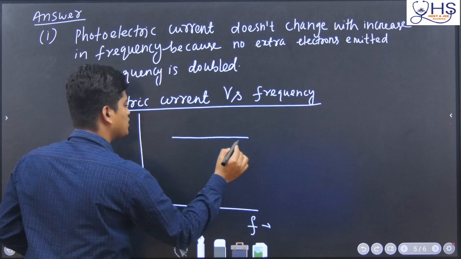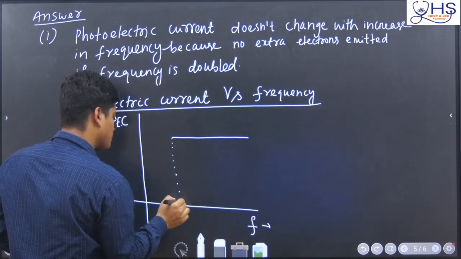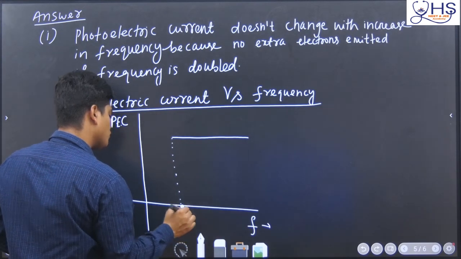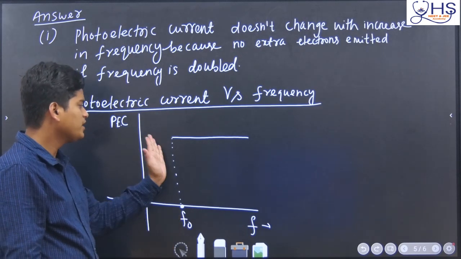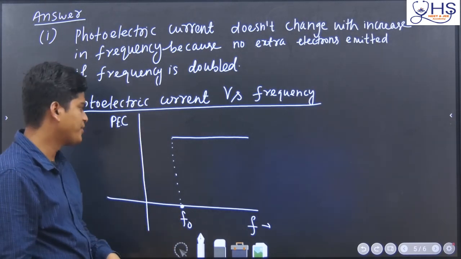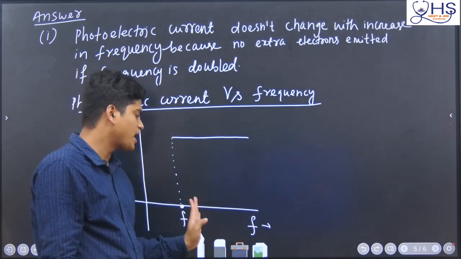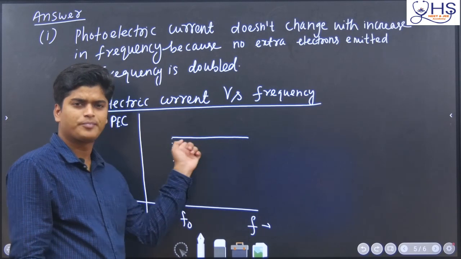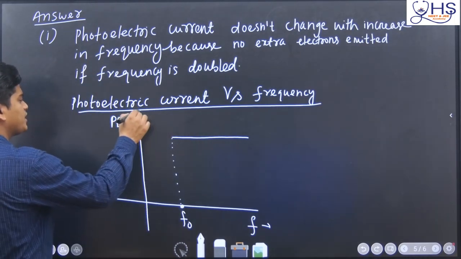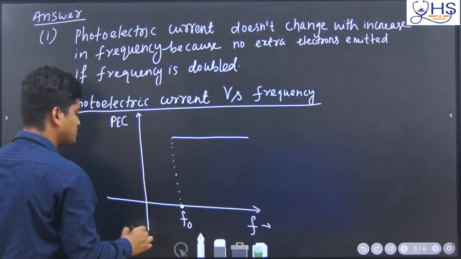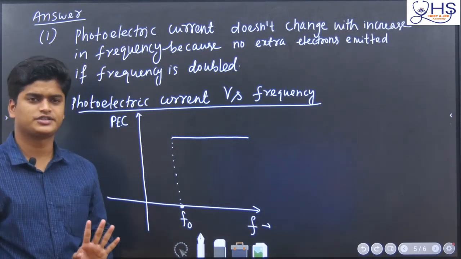Now, this photoelectric current does not depend on frequency after a threshold frequency. So, once the threshold frequency is achieved, that means this is the frequency when photoelectric current happens, electrons are emitted. After this, what is happening? However much the frequency is increased, there is no effect on the photoelectric current. Photoelectric current, PEC, is on the y axis, frequency is on the x axis, so your graph will be like this. This is the first point, it is over. 1 mark question is over.